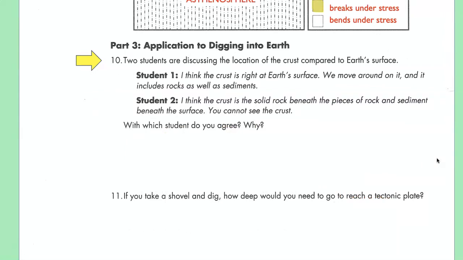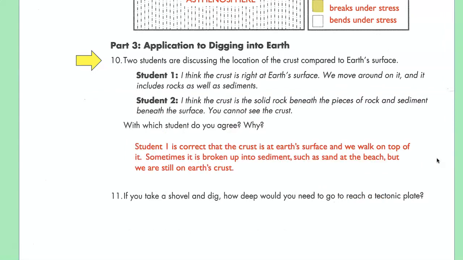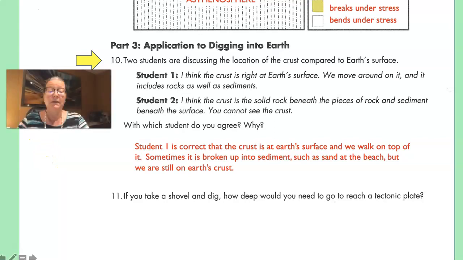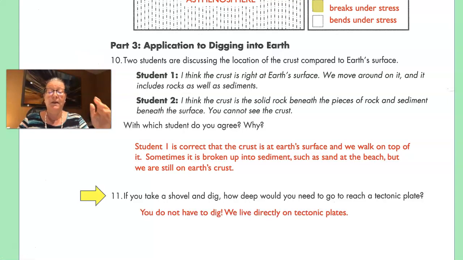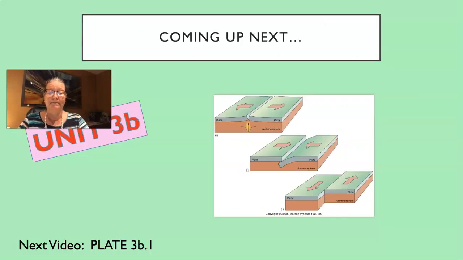Here are two students trying to decide what they think the crust is, and student 1 is correct. The crust is at Earth's surface, and we walk on top of it. Sometimes it's broken up into sediment, such as sand at the beach, but we're still on Earth's crust. And then the last one, you don't have to dig to get to a tectonic plate. We live directly on tectonic plates. Coming up next, the 3 types of plate boundaries.